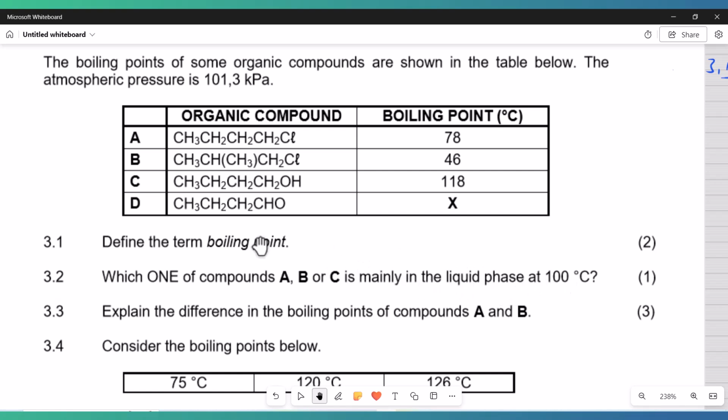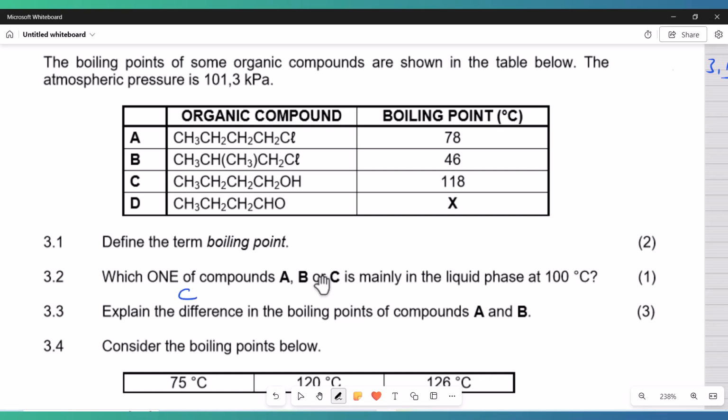Okay, look at C. When you reach 90, it is still a liquid. Reach 100, still a liquid. 110, still a liquid. 115, liquid. So the answer must be C because it boils above 100. The answer here is C.